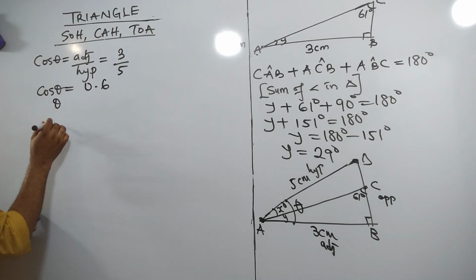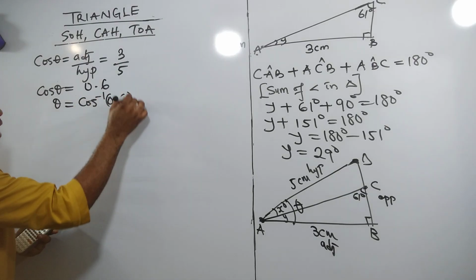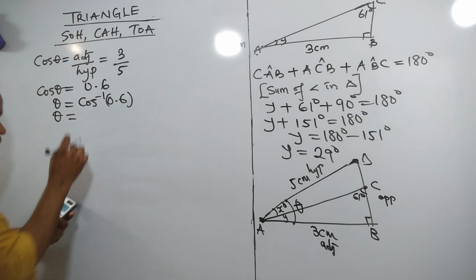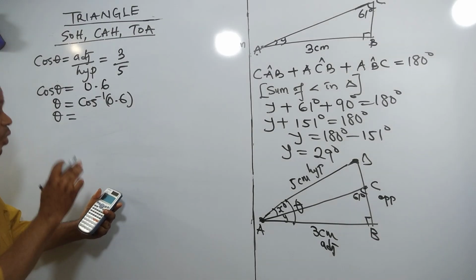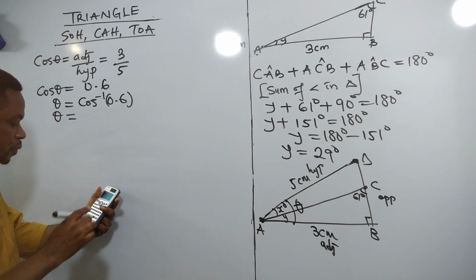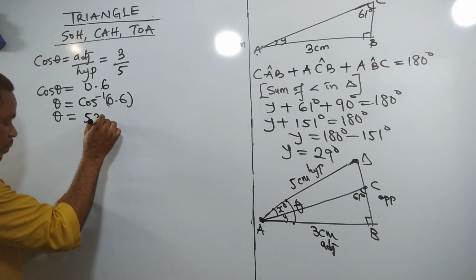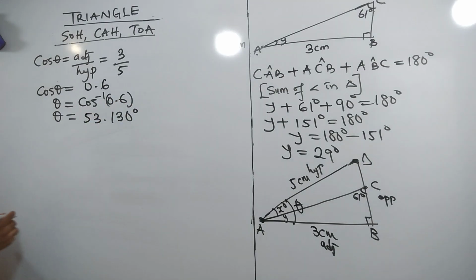Make theta the subject of the formula, which is cos inverse of 0.6. So which means the value of theta. How do I press cos inverse? Shift, I will not press cos, it will show cos inverse. Then I'll put 0.6, close the bracket, then equal to. Now it gives me 53.130 degrees. That is not what we are looking for.